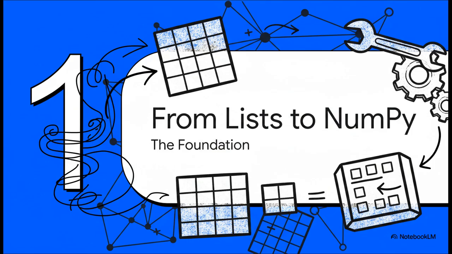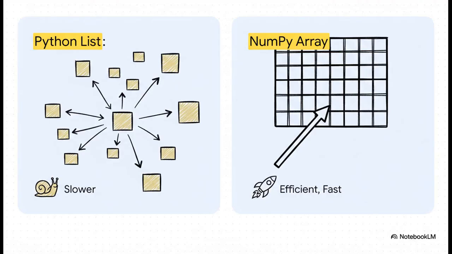Before we can do any of the cool, complex math, we need the right tool for the job. And in the world of Python and data science, that tool is, without a doubt, the NumPy array. So think of it like this. A regular Python list is kind of like a grocery bag. You can toss anything in, but all the items are stored in different places in memory.